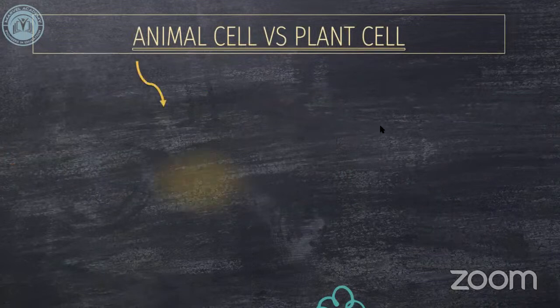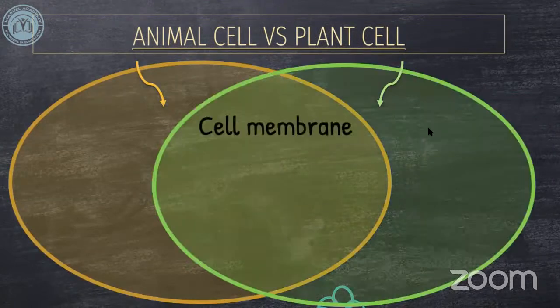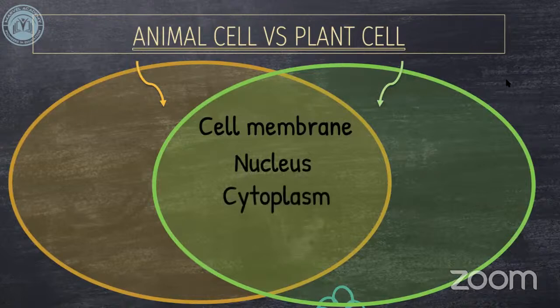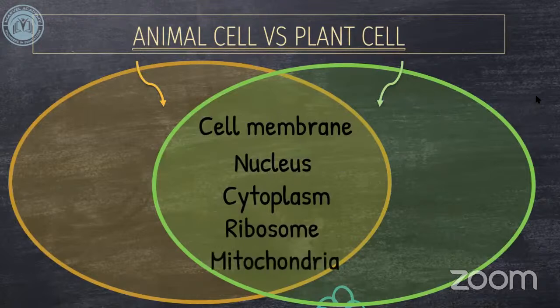Okay. Now let's try to compare and contrast the animal and the plant cells. So you can see, children, it's like a small Venn diagram for you all to understand, right? You will be getting summarized notes along with the presentations. So you can see, children, the cell membrane here, right? This cell membrane is common to both, nucleus, cytoplasm, and ribosomes, mitochondria also, right?